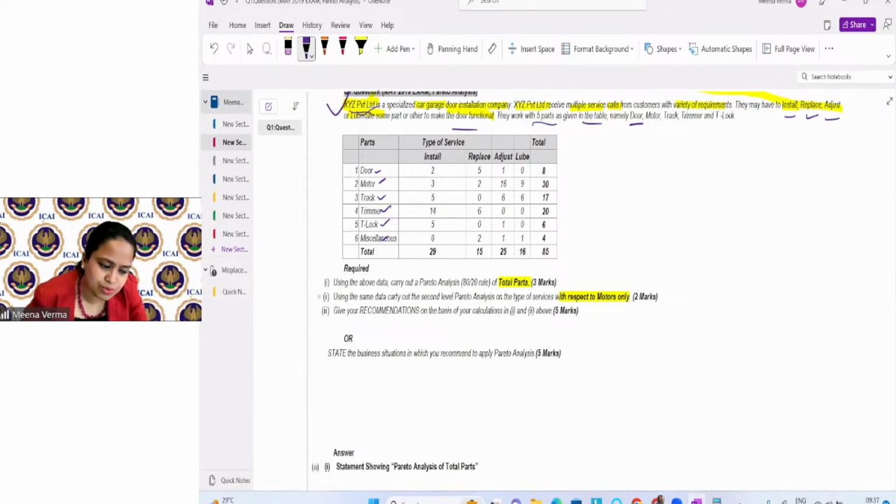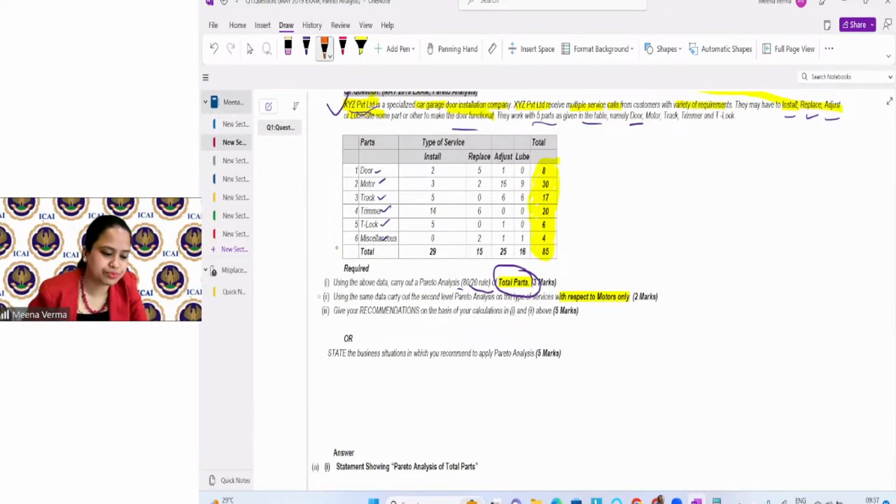Using the above information, carrying out the Pareto analysis, you have to do the Pareto analysis on what? Total part. Remember, be very careful when you are reading the question. So here you have to do the Pareto analysis for this. This is the total part, right? You have to do the Pareto analysis for this.